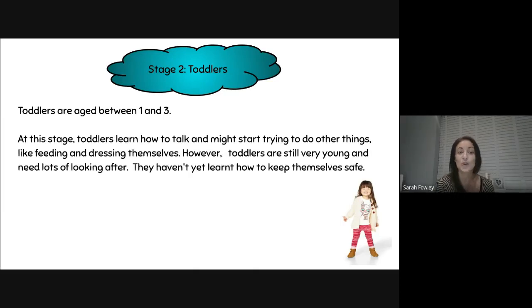Stage 2 is toddlers. So toddlers are aged between 1 and 3. At this stage, toddlers learn how to talk and might start trying to do other things like feeding and dressing themselves. However, toddlers are still very young and need lots of looking after. They haven't yet learned how to keep themselves safe. So, although they can do a lot more than a baby, they still need an adult to make sure that they keep themselves safe. Otherwise, they'll end up getting hurt.